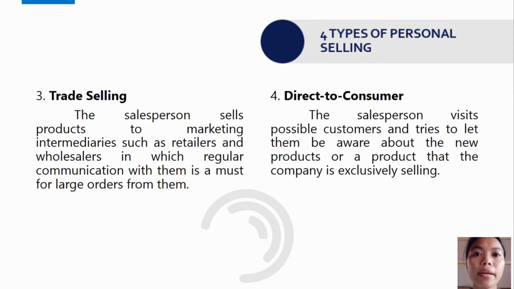And the last one is direct to consumer. The salesperson visits possible customers and tries to let them be aware of the new products or a product that the company is exclusively selling. So, for example, the company's salesperson knows that your store is a hardware store. The salesperson personally visits and introduces all the products they offer, including products that can only be bought from their company. In this way, the salesperson can encourage the store owner to get their supply from them.